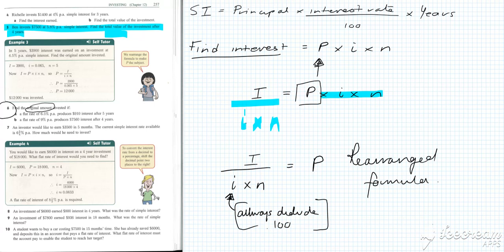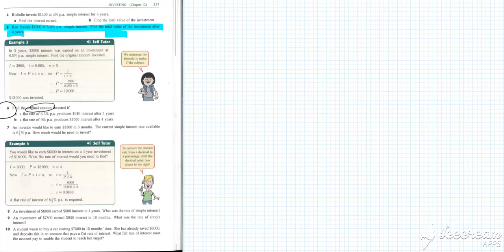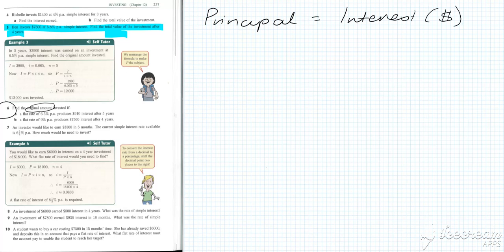So this time, we're going to use a different formula. Okay, so this time we're going to use the principal is equal to the interest amount, which will be the dollars, divided by the I, divided by 100, times the N. So this is our rate, and this is our years.